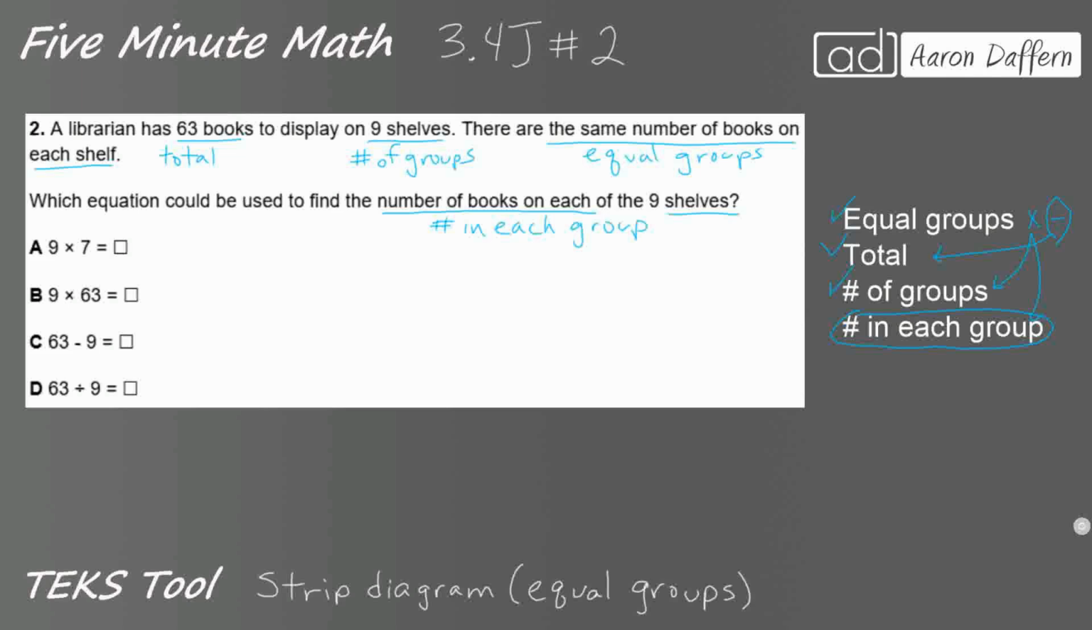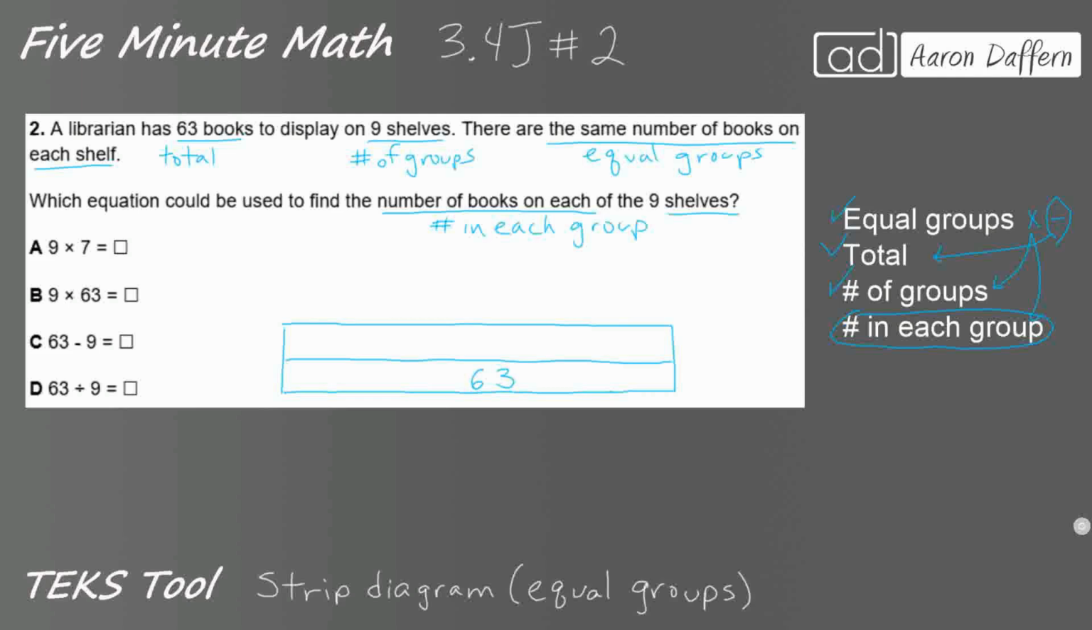So there's a few different ways we can draw a strip diagram. The total can be a part of the strip diagram. This total can be underneath, it can be above. Don't get used to it always being in one location. In this case, I'm going to make my total be across the bottom. I'm going to make a really long horizontal line. And 63, that's my total.